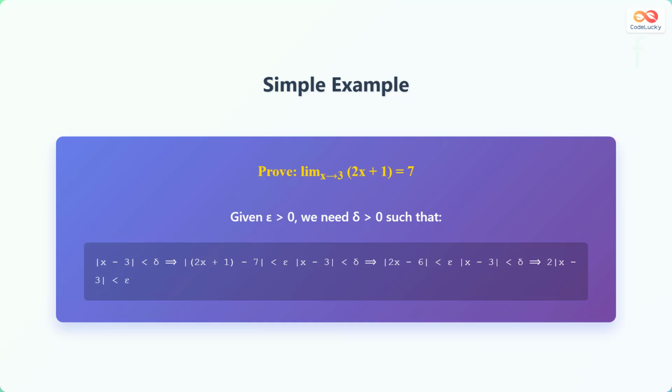Let's look at a simple example. We need to prove that the limit as x approaches 3 of 2x plus 1 equals 7. Given epsilon greater than 0, we need to find delta greater than 0 such that the absolute value of x minus 3 is less than delta, which implies that the absolute value of 2x plus 1 minus 7 is less than epsilon. We can simplify this to the absolute value of 2x minus 6 is less than epsilon, which further simplifies to 2 times the absolute value of x minus 3 is less than epsilon.